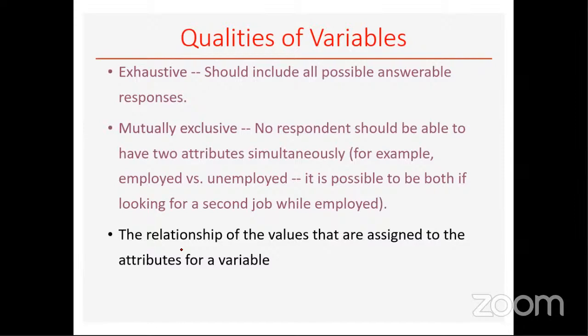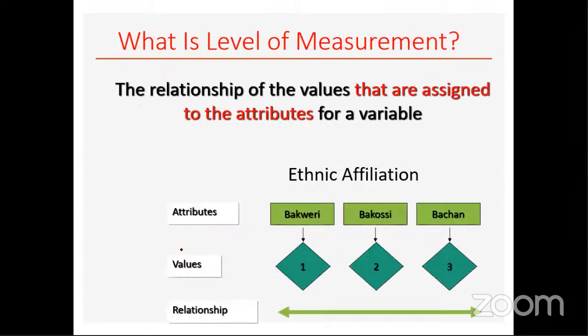The next attribute or quality of variables is that the relationship between the values that are assigned to the attributes of a variable is important. We need to see the relationships that exist within a variable. For instance, let's say we are trying to study ethnic groups or ethnic affiliations. We have the attributes here: Bakweri, Bakosi, and Bachan. These are different ethnic groups.